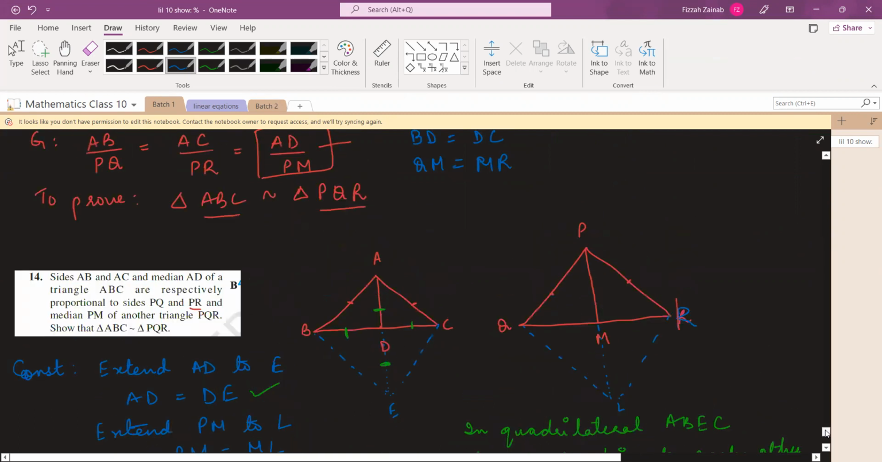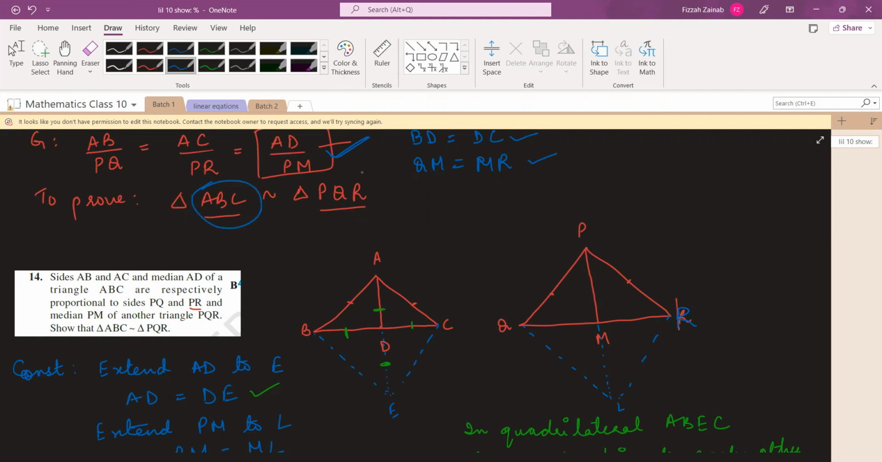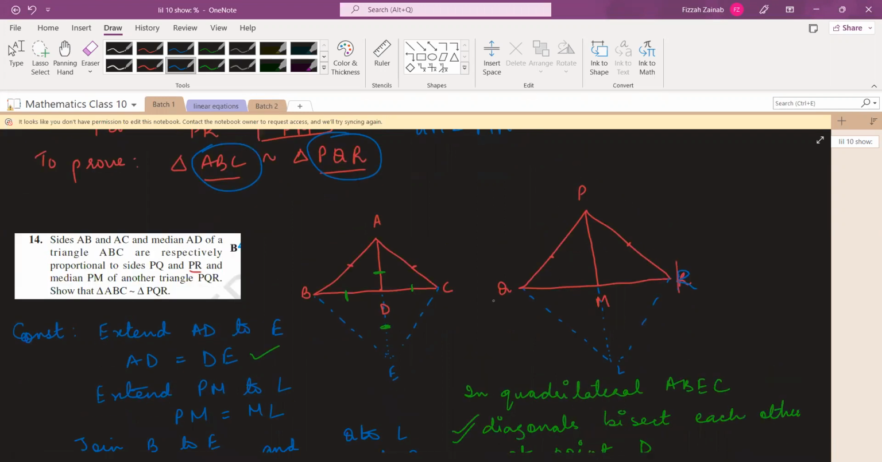So nothing we have done, just a quick recap. So basically the two triangles ABC and PQR were given to you, right, Martin? And D is a median and PM is also a median. And this thing was given, okay? And because AD is the median, that means BD is equal to DC and QM is equal to MR, right? And you have to prove the complete triangle ABC similar to PQR. So we have done some construction here. We have extended this line AD to E and then we have joined. So it has become a quadrilateral, right?